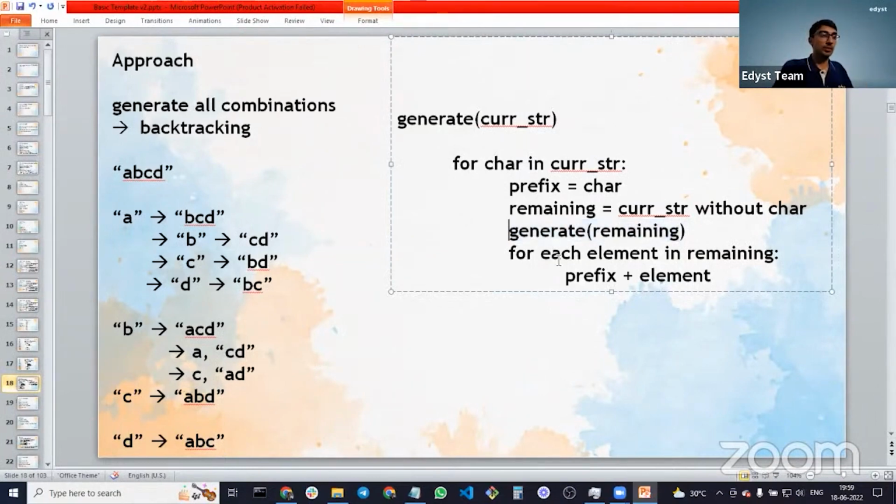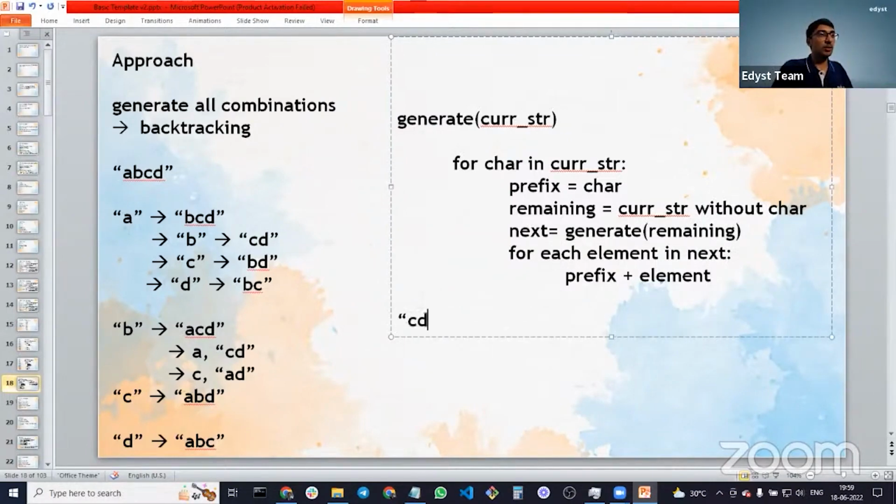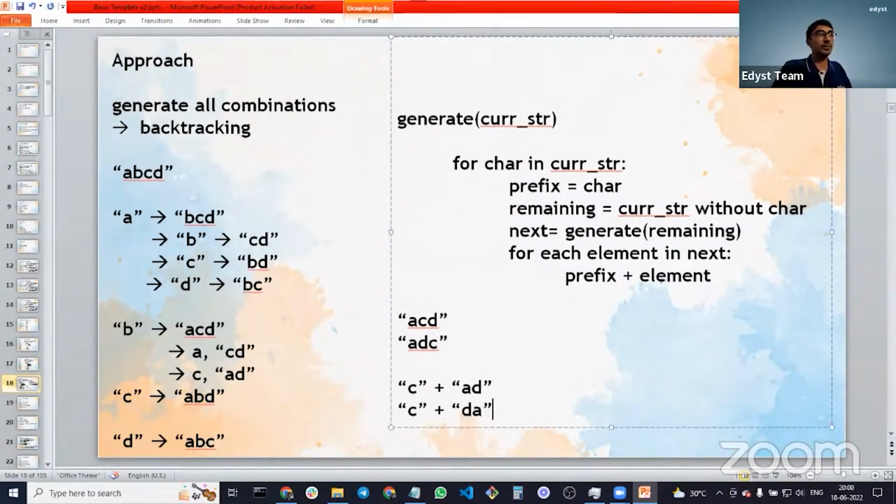Let's say, not just for each element in remaining, but let me call this next. So next is equal to generate the remaining part. So for each string in next, prefix plus element. For example, from CD, I'm going to get CD and DC. So A will combine with both and make it ACD and ADC. Then when C is the first one, C will combine with AD and C will combine with DA. So I get CAD and CDA.